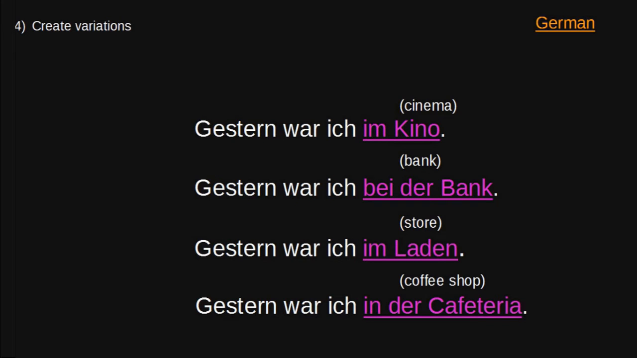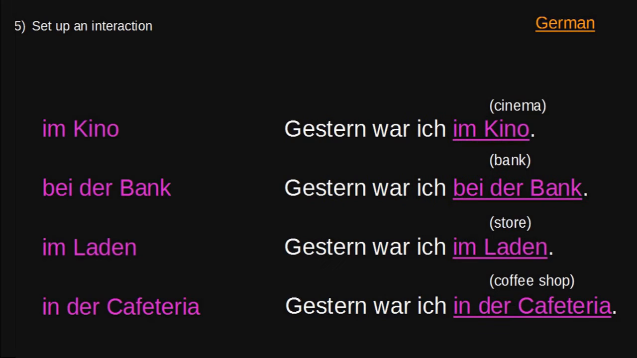Now we have at the cinema, at the bank, at the store, at the coffee shop. Gestern war ich im Kino, gestern war ich bei der Bank, and so on. Step 5, set up an interaction. Now an interaction, remember, is 2 different parts. One is the prompt and the other is the response.